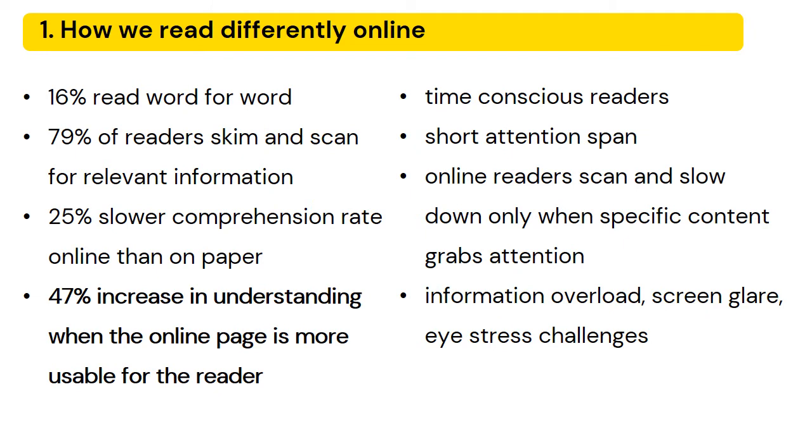Now, I would like to explain how we read differently online because it will give us an idea of why we need to write differently online. Only 16% of us read word for word online. Most of us, 79% of readers, skim and scan for relevant information. There is a 25% slower comprehension rate online than on paper.